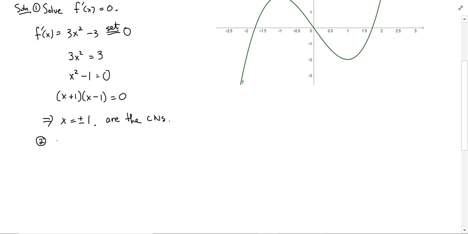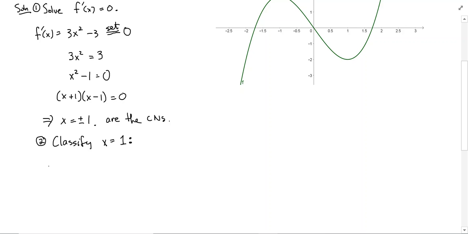Okay. Take the critical numbers one at a time and classify them. So I'm going to classify, first of all, x equals 1. So x equals 1 needs to be plugged into the second derivative. I know this is a critical number. I now want to find the number f double prime of 1, the second derivative evaluated at that critical number, and see if it's positive or negative.